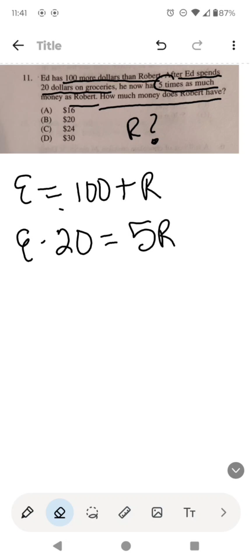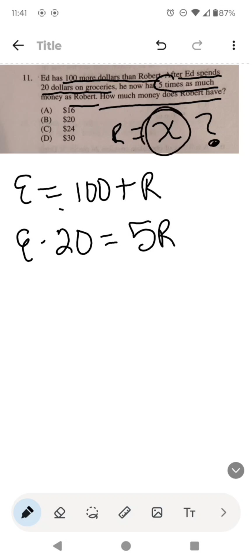They didn't give us any numerical amount for anybody's money. The one person they didn't say anything about the quantity of money for was Robert. So Robert is our unknown. Remember, that was our question mark. We're going to let Robert equal X. So I'm going to go down here and replace all of these with X. When I do that, you're going to see what happens.